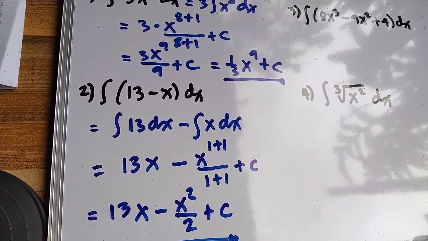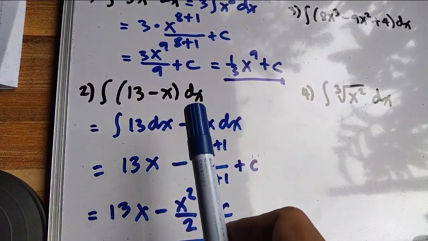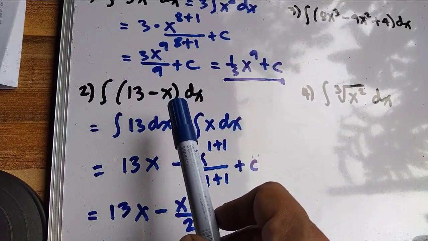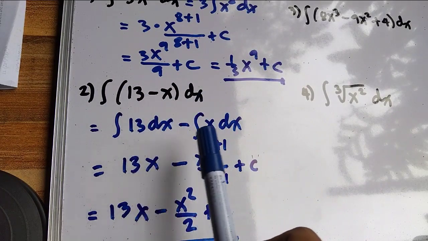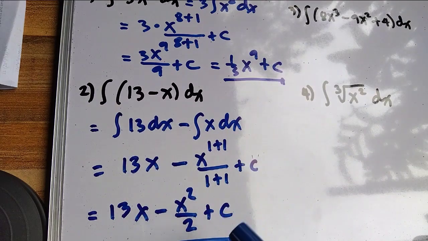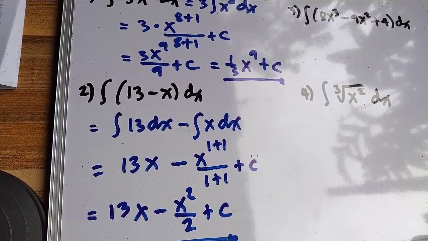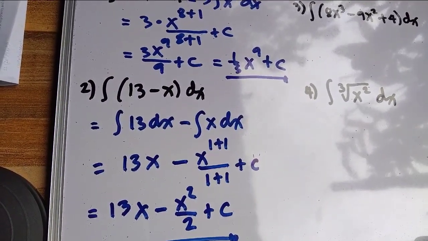Simple as that. In number 2, you have a difference. We have two terms, 13 and negative x. So we separated them, then integrated each term. Okay, so let's move on to example number 3.